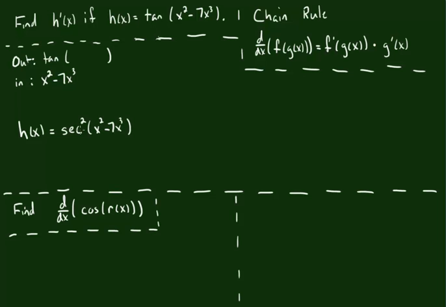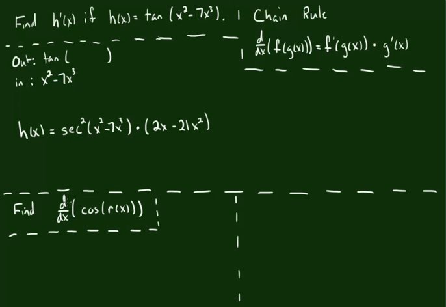So we've done our derivative of outside, we left our inside alone, times, and now we have to do the derivative of the inside. And the derivative of the inside function is going to be the derivative of this x squared minus 7x cubed. So it's just going to be 2x minus 21x squared. And that's finished. If you really want to, you can move the 2x minus 21x squared to the front. That's fine if you feel like it, but you don't need to.